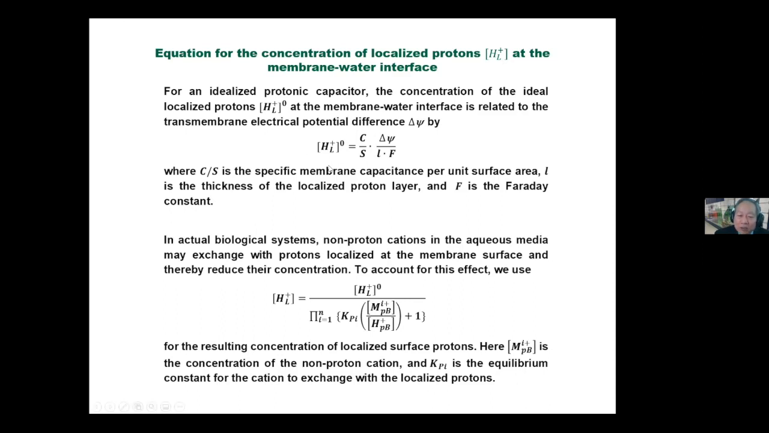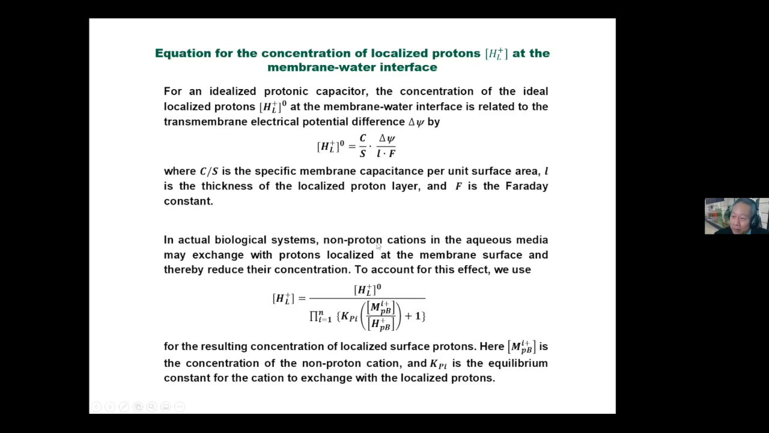So in an idealized liquid water and membrane system, you can apply this. If there are membrane potentials, it will be the specific membrane capacitance times your voltage difference, the membrane potential, divided by the thickness of that layer, about 1 nanometer, and then a constant factor. That will be your idealized localized proton concentration. Now, that's good. But in actual biology, you have salt.